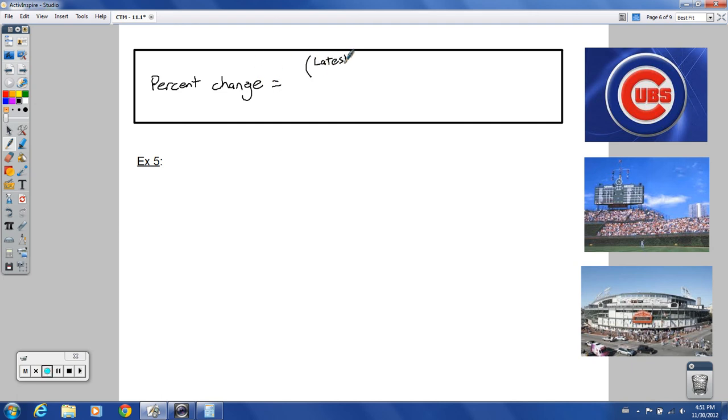So percent change is the latest amount minus the previous amount over the previous amount times 100. Now at first that may seem kind of convoluted and you're like, what is going on? Let's do an example to put some meat on the bones of this percent change equation.